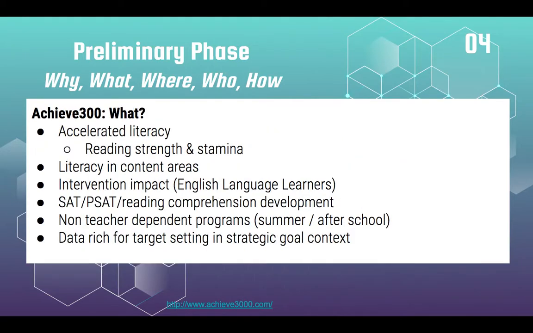So yeah, what is Achieve 3000? Well, oops, I have 300 there. It should be 3000. Basically, it's a personalized learning platform that is aimed at accelerating literacy skills, and it actually impacts literacy in all content areas. So you can actually personalize the focus. We can use it for interventions.